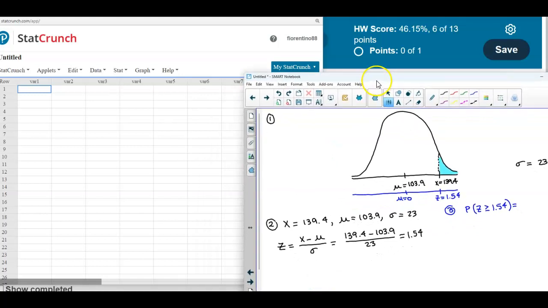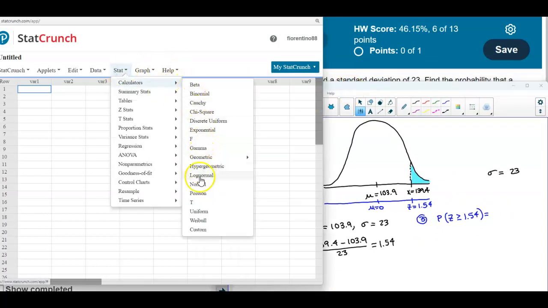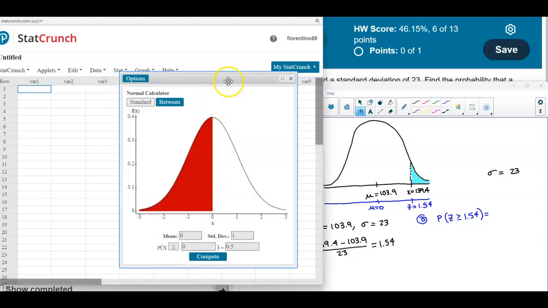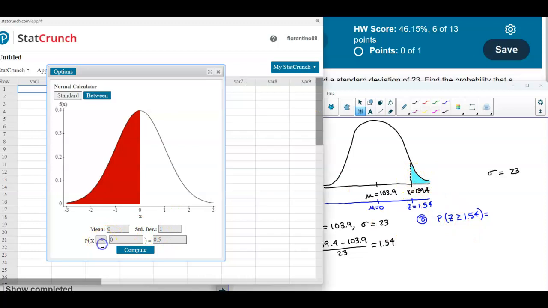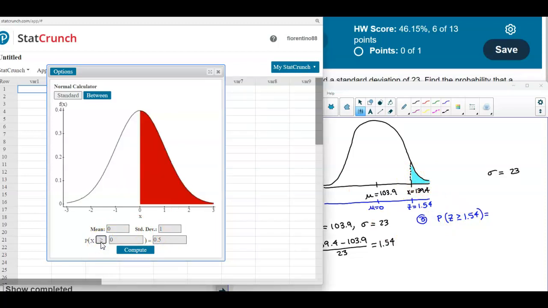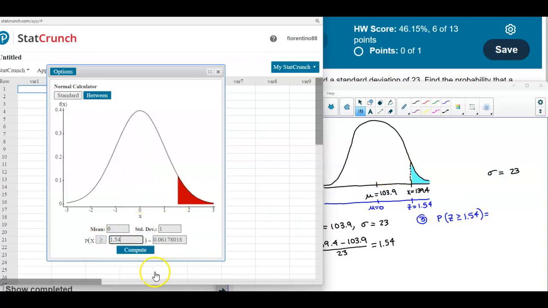Okay, and so the first thing we want to do is select Stat, go to Calculators, and scroll down to Normal. We know that our mean is 0 and our standard deviation is 1. We want to find the area to the right, so we need to change our inequality symbol to be greater than or equal to, and then the z-score is 1.54, which should resemble our graph. And now the probability should be rounded to 4 decimal places, so that's going to be 0.0618.